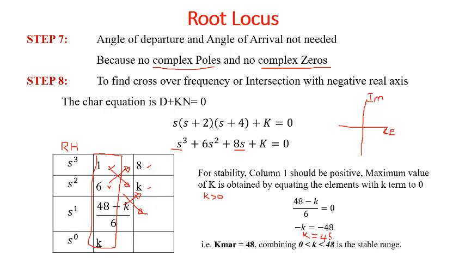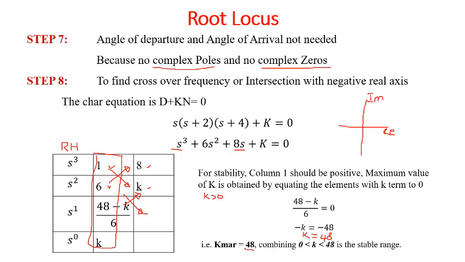K value will be equal to 48. Therefore, the K margin, or stability margin, is 48. So for any values between K equal to 0 to 48, it will be stable. For a value of the gain, that is the K gain, more than 48, the system becomes unstable.